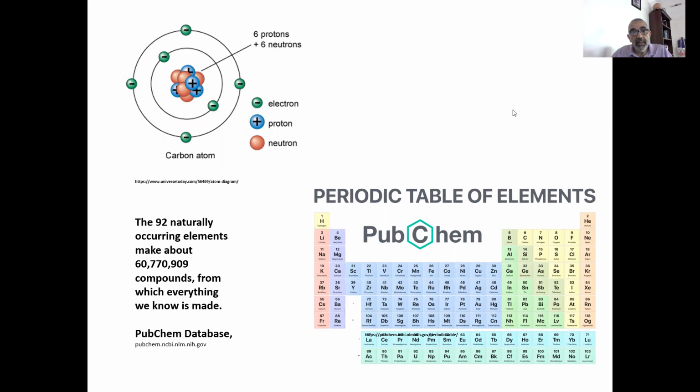And now let us remind ourselves that these atoms come in 92 naturally occurring varieties. So there are 92 naturally occurring atoms, the last one being here, uranium. Each kind of atom is its own element. So hydrogen is an element, helium is an element, lithium is an element, beryllium is an element. Of course, we're familiar with carbon, nitrogen, oxygen, and so forth. From these 92 naturally occurring elements, the PubChem database says that there are somewhere over 60 million compounds, and they come from different combinations of these 92 elements. And these compounds make up everything that we know. So all of the building blocks are 92.